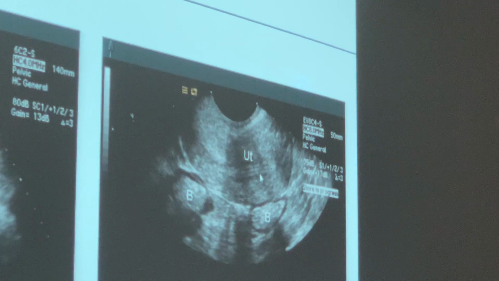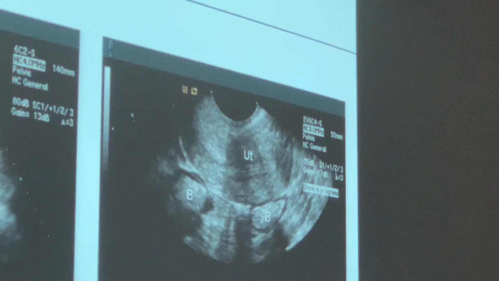What phase of the endometrium am I in right here? Late proliferative. This is my 3-line sign. We do not measure the halo around it. We know that ovulation is imminent.